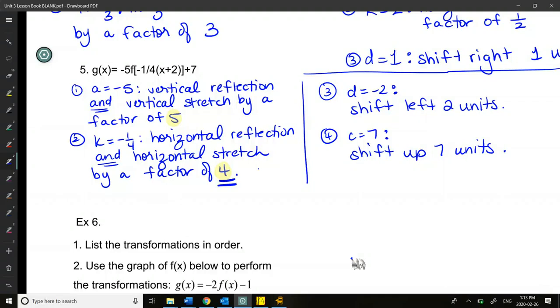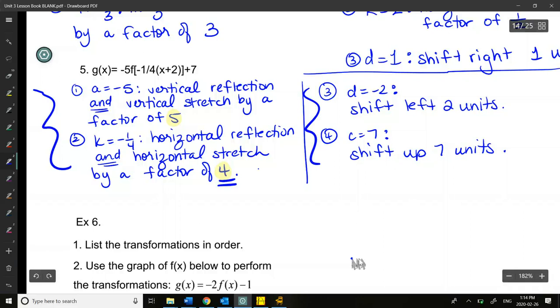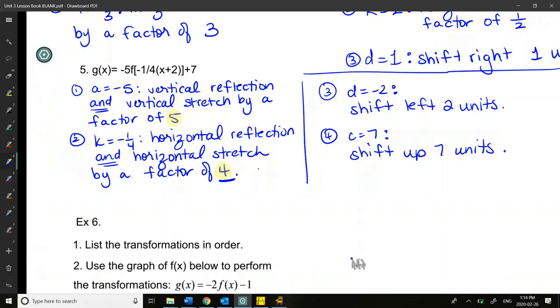Can I clarify anything there? George? Does it matter whether you say it's reflected or stretched first? No. Okay, so if you say vertical stretch by a factor of 5 and vertical reflection, totally fine. The big thing is that we want to make sure we list A and K first and D and C last, because the shifts all have to come last. Good?